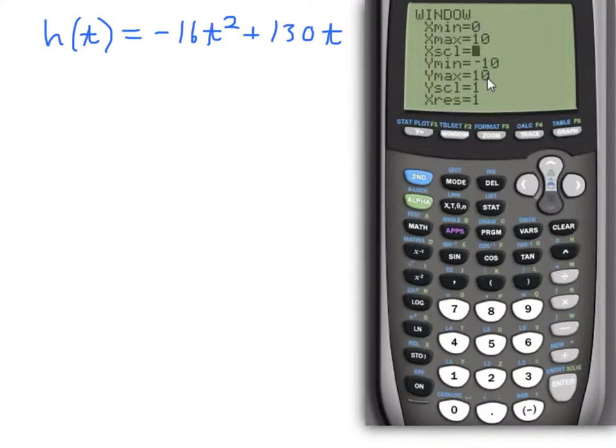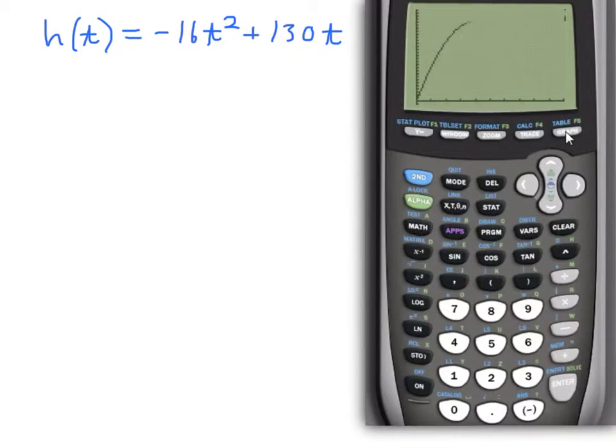And then I'll change the y max to 300 because the rocket might go kind of high, so I want to make sure I can see it all. And I'll change the y scale to 10 and then hit graph. And you can see there's the graph of the quadratic function. That's a parabola. You can see it goes up and then comes back down.